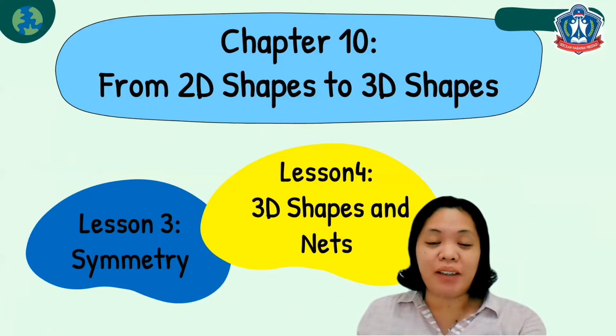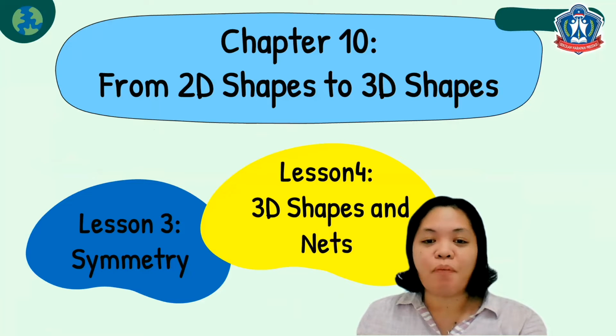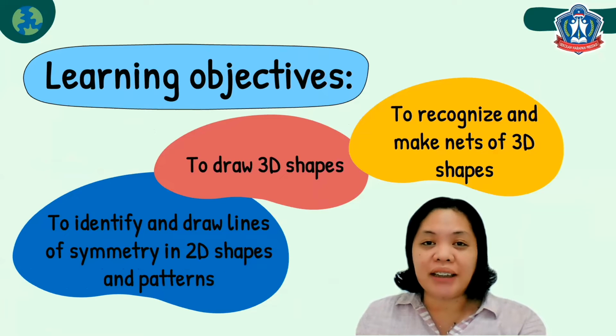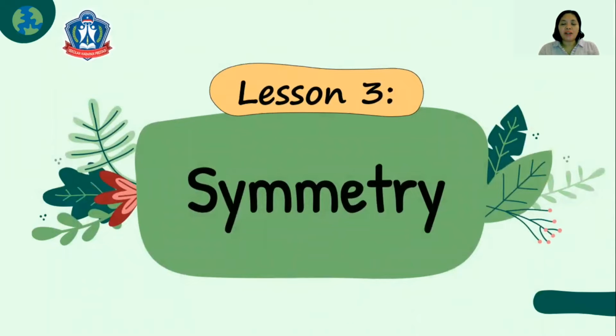Let's continue chapter 10, and in this video you will learn about symmetry and also 3D shapes and nets. The learning objectives of these lessons are to identify and draw lines of symmetry in 2D shapes and patterns, to draw 3D shapes and to recognize and make nets of 3D shapes. Okay, are you ready? Come on, let's start with lesson 3 about symmetry.